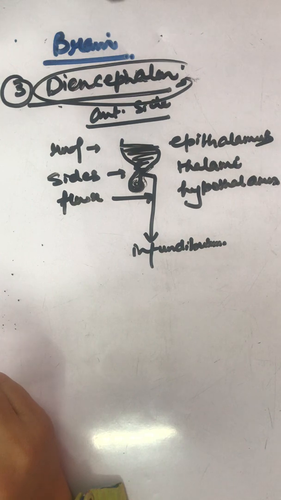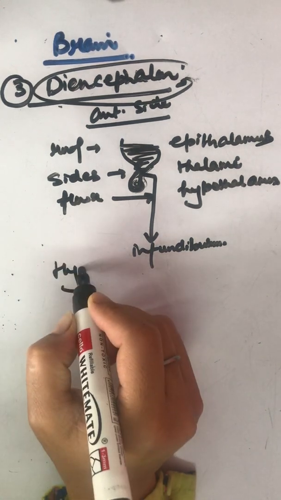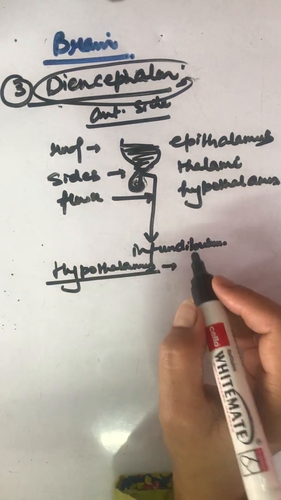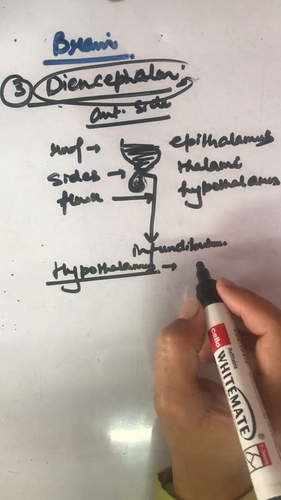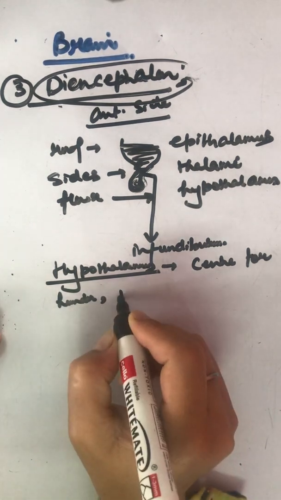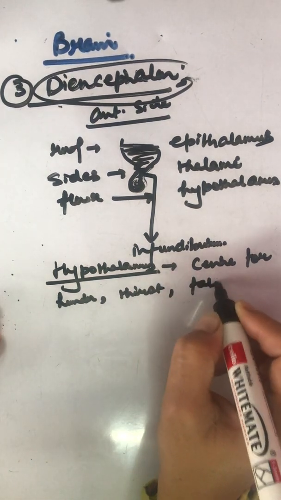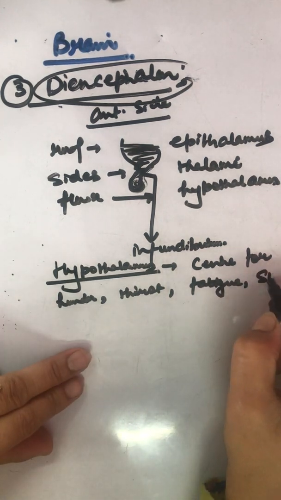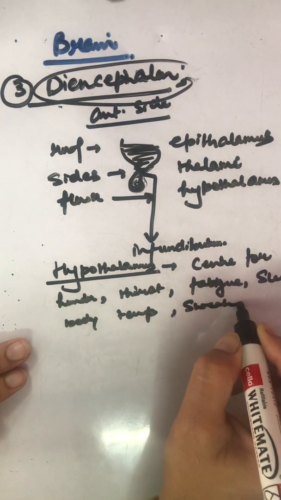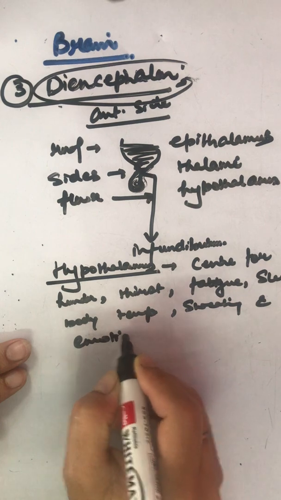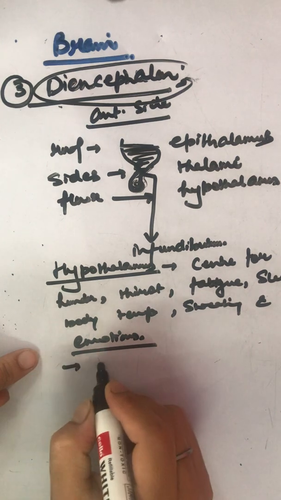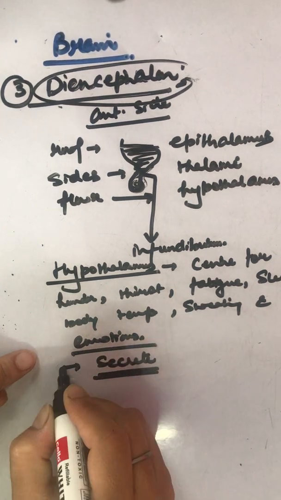What does hypothalamus do? Hypothalamus is the control area. What for? Hypothalamus is the control area or the center for hunger, thirst, fatigue, sleep, body temperature, sweating, and emotions. It secretes neurohormones. This is the most important point about it.